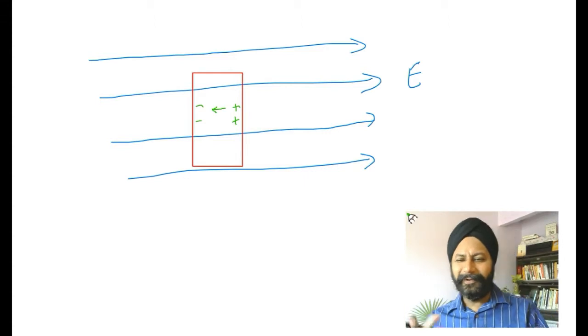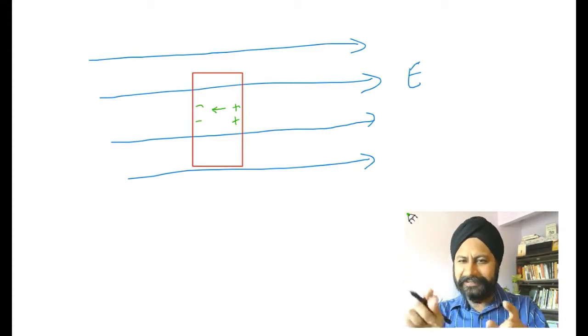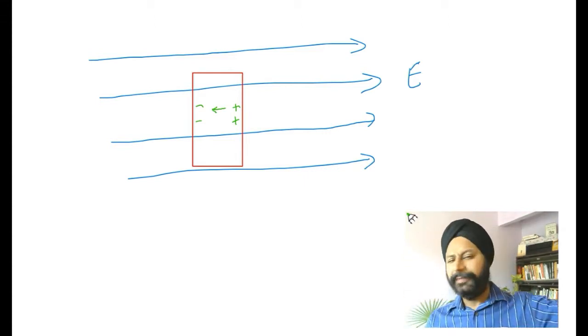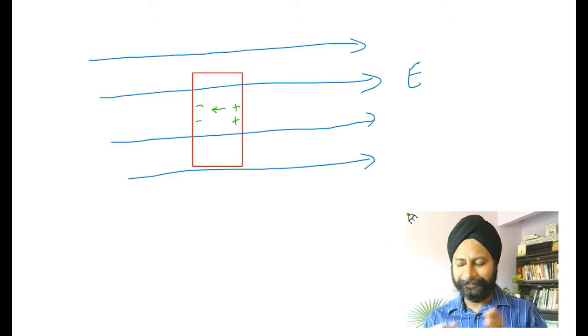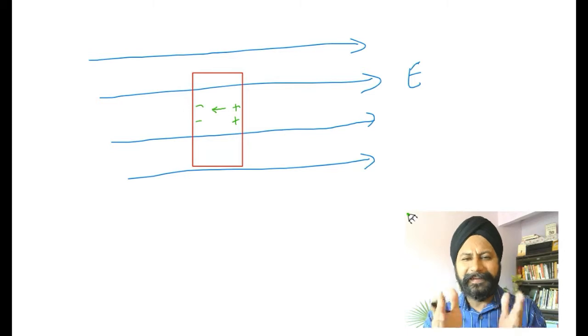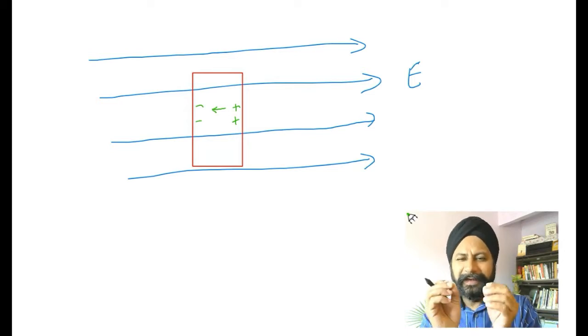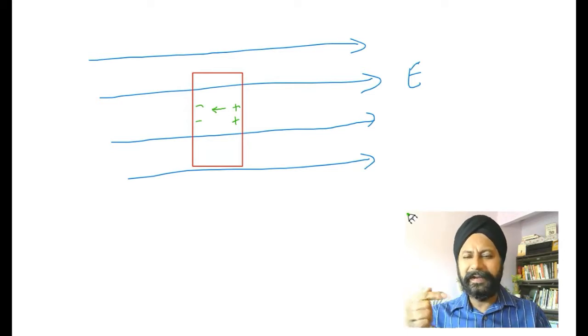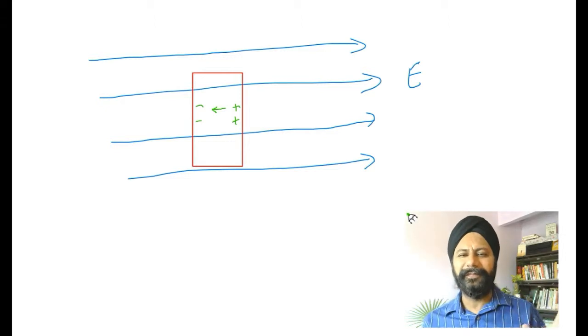With positive here and negative there, another electric field has been created here, because the electric field due to these charges, the blue electric field, is because of some external source, and we are not even interested in that, we just know it exists. But because of this rearrangement of charges inside the conductor, there is an electric field that has been developed now.